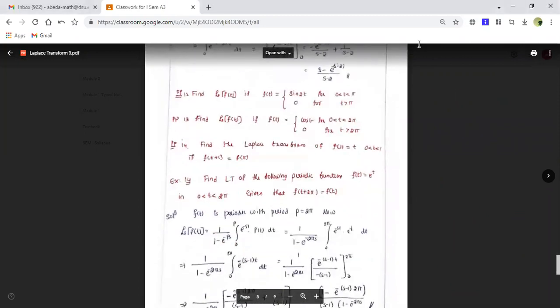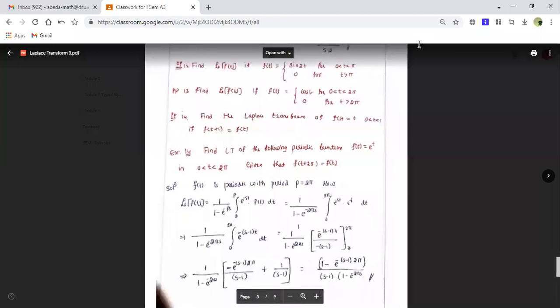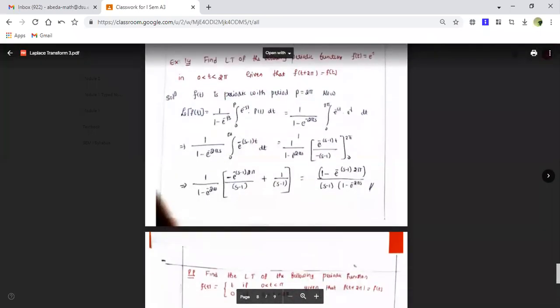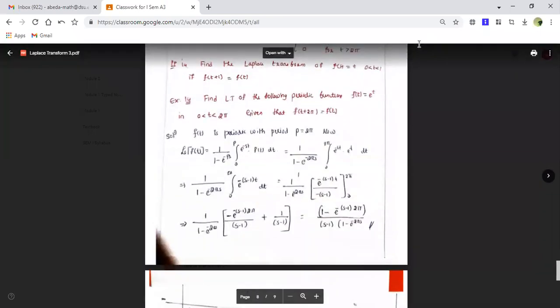Here I think I've given some examples. The 12th, 13th, and 14th examples are for your practice. Try to solve these examples. And here again, this example you can see, guys. This is a simple example.